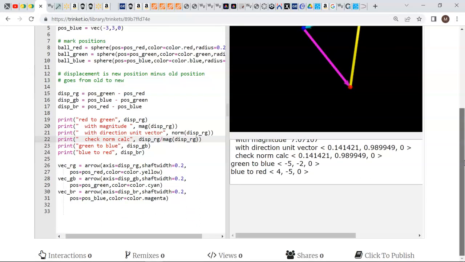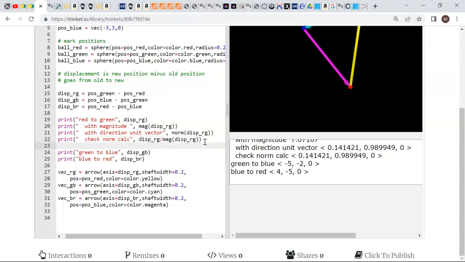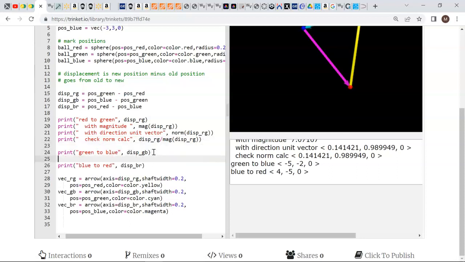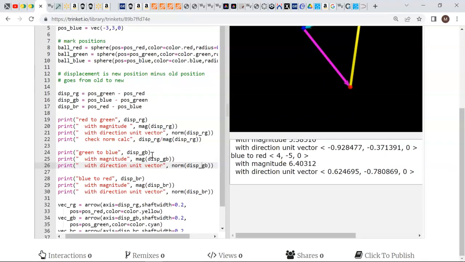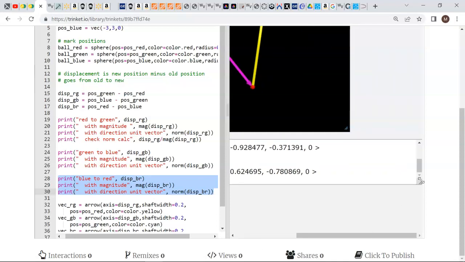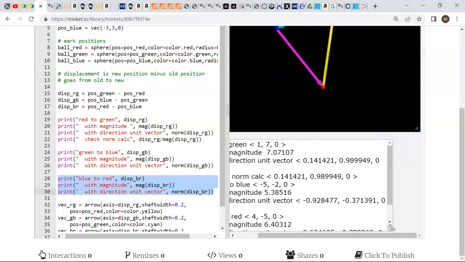Okay, so where was I? Let's put a couple of blank lines in here to break things up. So we do the same thing for green to blue and blue to red. You can pause the video and try it out and then come back. Okay, so here's what I got for the new lines. Do green to blue. And blue to red. And we want to be able to see everything, so I'll expand the output printing window.